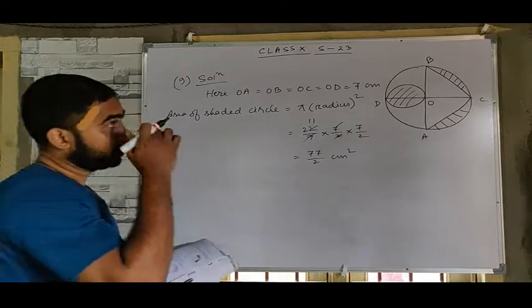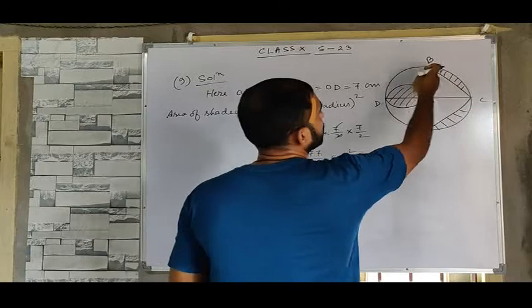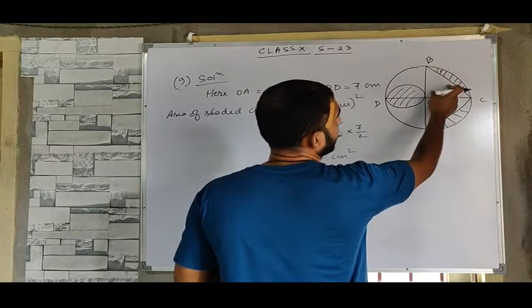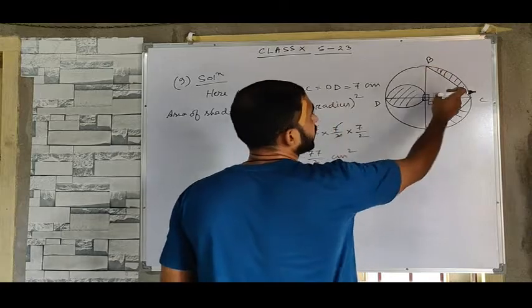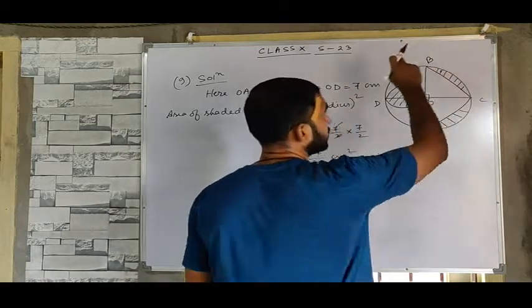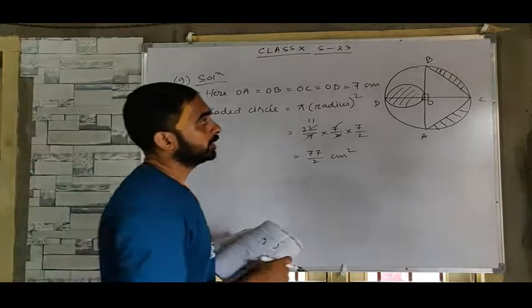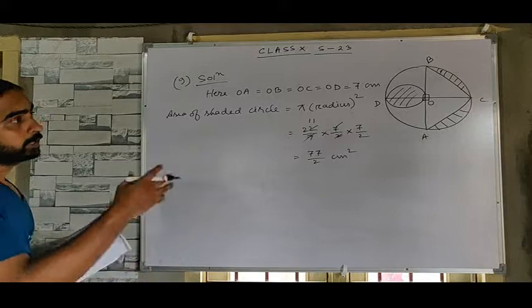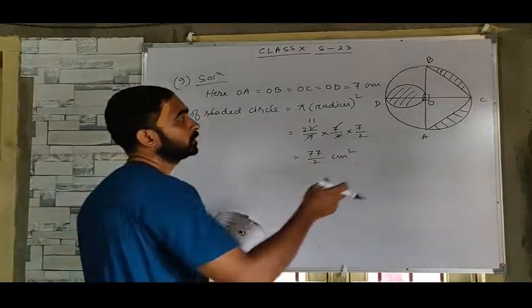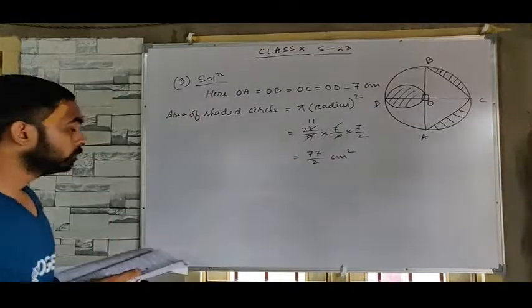Now next one is, this is a segment. If we subtract the area of this triangle, now all these angles are 90, from the area of the sector, then we will get the area of one segment. There are two shaded segments, so that can be found by first finding the value of this segment, then multiplying by 2.